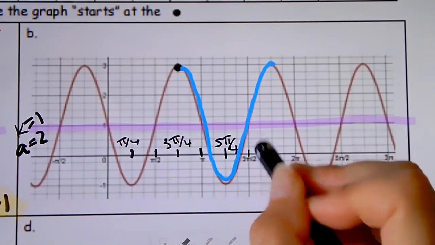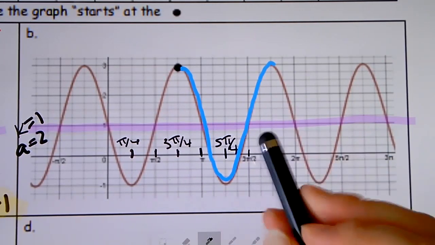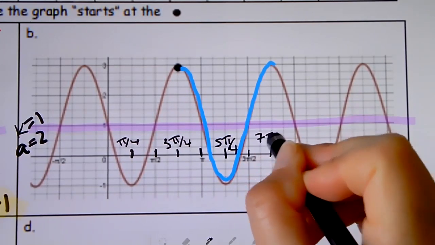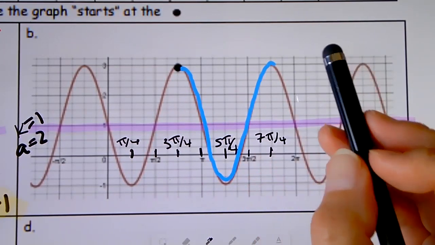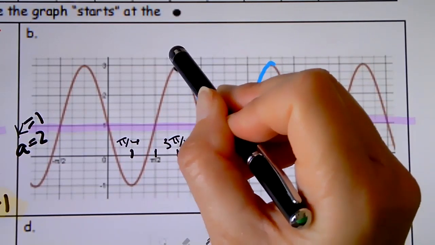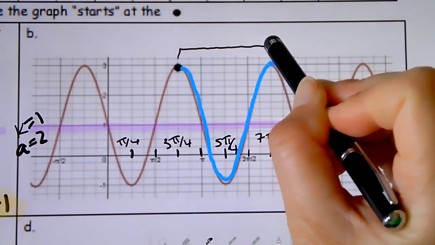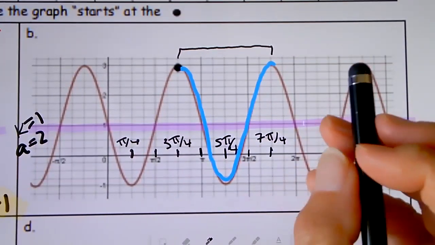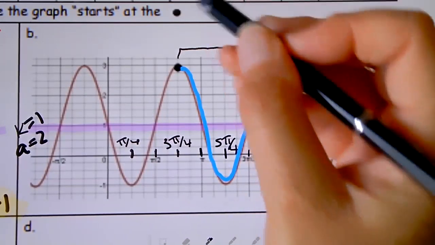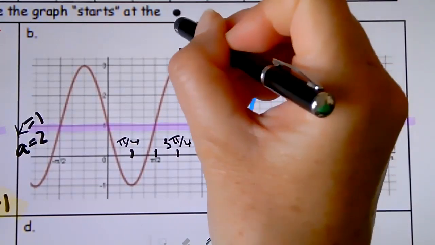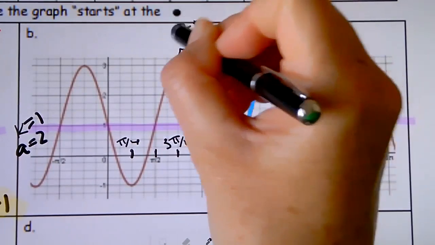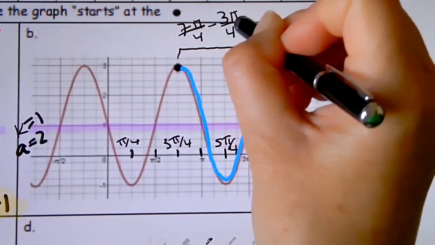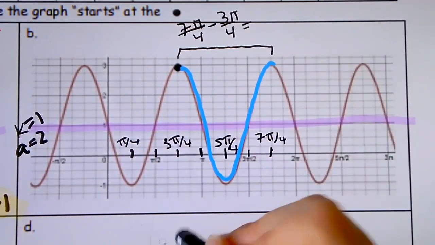And 6 pi fourths does reduce down to 3 pi halves. And then this is going to be 7 pi fourths. So you'll notice that I'm basically going from 3 pi fourths to 7 pi fourths. Okay, that is my period. So I'm going to be taking 7 pi fourths minus 3 pi fourths, which ends up being 4 pi fourths.